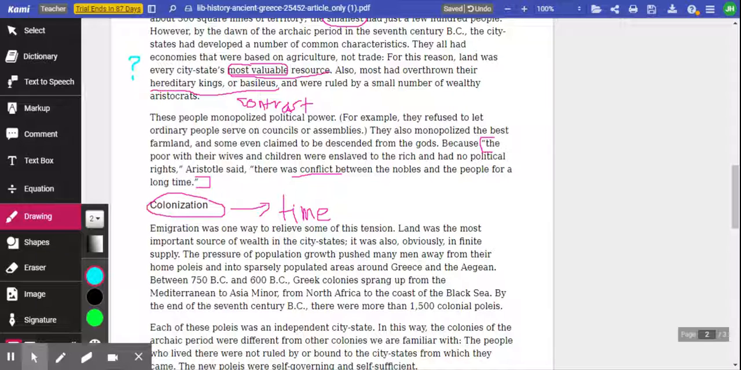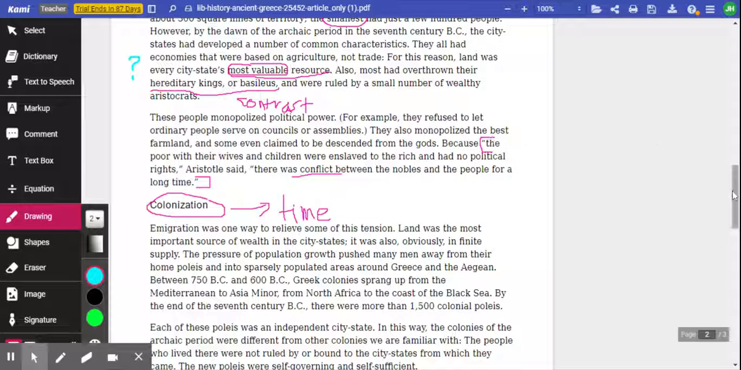These people monopolized political power. For example, they refused to let ordinary people serve on councils or assemblies. They also monopolized the best farmland, and some even claimed to be descended from the gods. Because the poor with their wives and children were enslaved to the rich and had no political rights, Aristotle said, there was a conflict between the nobles and the people for a long time.